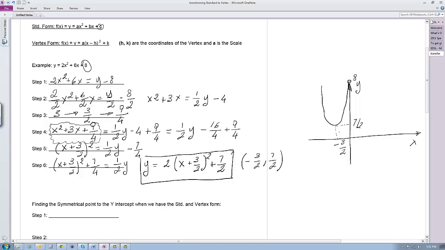So we have basically found quite a bit of information regarding our parabola, because we have the coordinates of the vertex, we know how it opens, we know the scale, and we also know the y-intercept coordinate. The next step would be to find the symmetrical point to the y-intercept, and it will be the subject of another lesson.